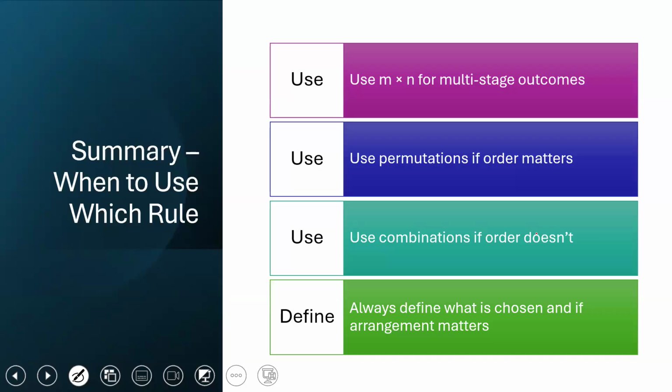To wrap up, use multiplication rules when building outcomes in stages. Use permutations when the order of selections is important. Use combinations when order doesn't matter. These rules help you model real-world processes, from group planning to risk modeling to sports tournament design. Mastering when and how to use each rule gives you a powerful tool for calculating probabilities with confidence.